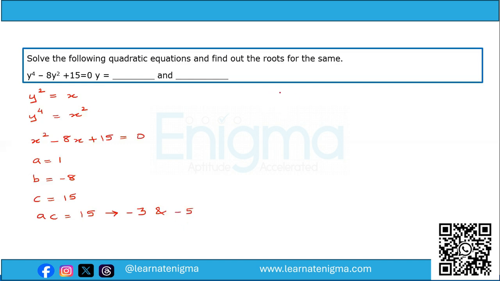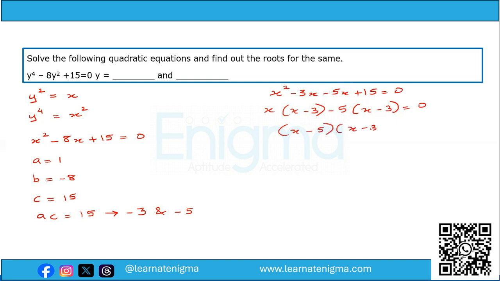So therefore, let's do it. So it becomes x square minus 3x minus 5x plus 15 equal to 0. Taking x common, you have x minus 3, minus 5 common, you have again x minus 3. So therefore, you have x minus 5 into x minus 3 equal to 0. Therefore, x equal to 5 or x equal to 3.